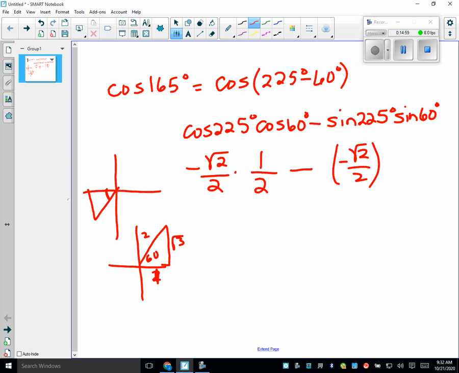Now, what is the sine of 60? Radical 3 over 2. Oh, we have to multiply and subtract. Right? Is this negative radical 2 over 4? Yes. Sure.